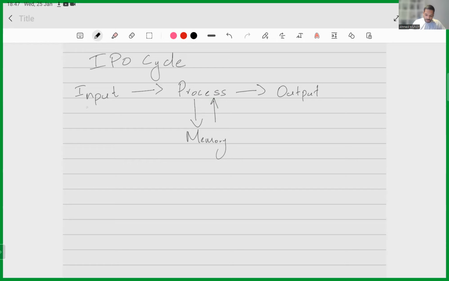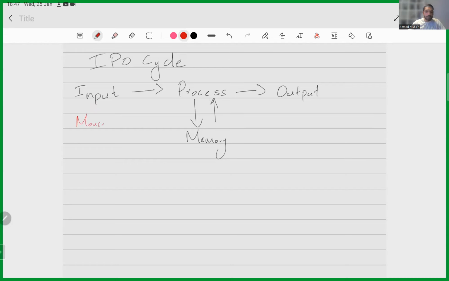Now, if we were to look at input, guys, let us first see what are some of the devices that you, as the user, would be using in order to give input to your computer. Just think about some of the input devices that you know of. You can start off with, for example, the mouse.